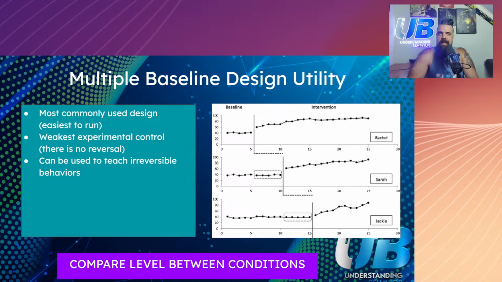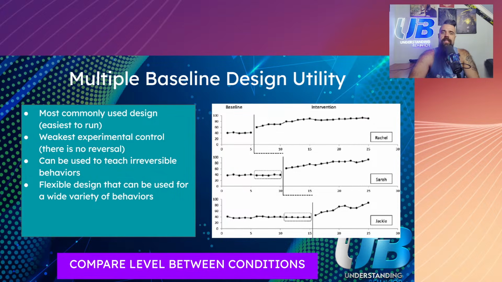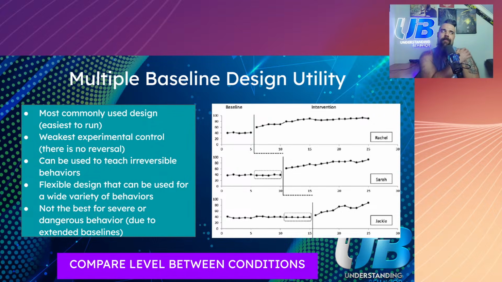One advantage of the multiple baseline design is that we can use it to teach irreversible behaviors. That's a big advantage, because we don't need to have that removal. It's also a pretty flexible design that can be used for a wide variety of behaviors. We could use this for problem behavior, or we could use it for skill acquisition behavior. One limitation is that it's not really that great for severe or dangerous behaviors, because some of our dependent variables need to be in baseline for a long time, and that is not ideal. We don't like that.